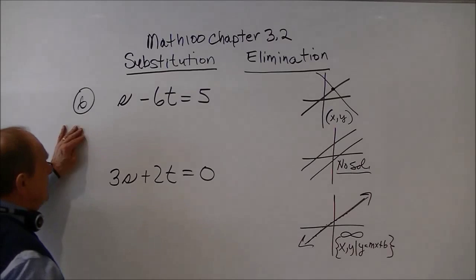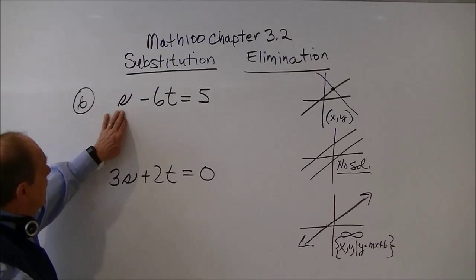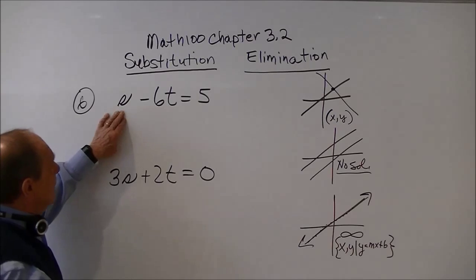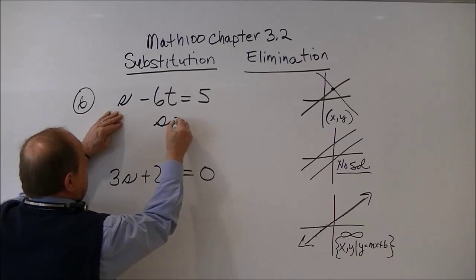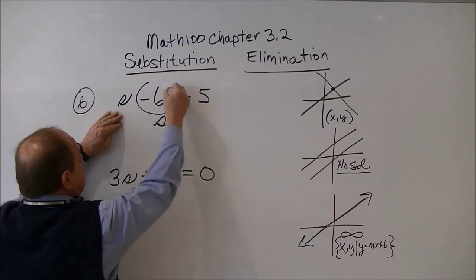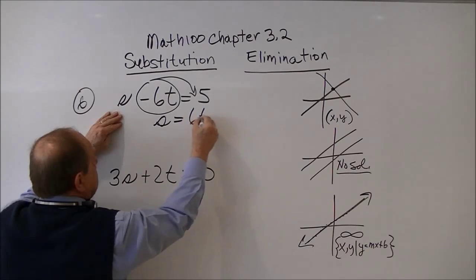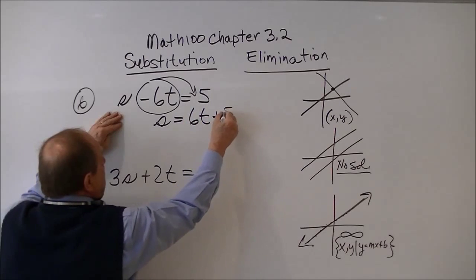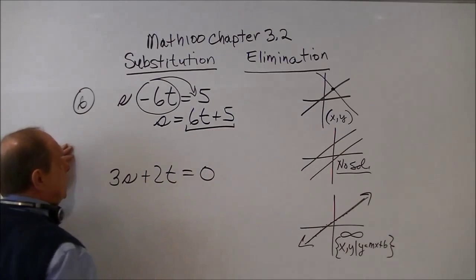Again, they want us to do this by substitution. And notice you have s all by itself, but you want to solve for s. So we'll put s equals, we'll transpose this term. That gives us a positive 6t plus 5. So now we have a value for s in terms of t.